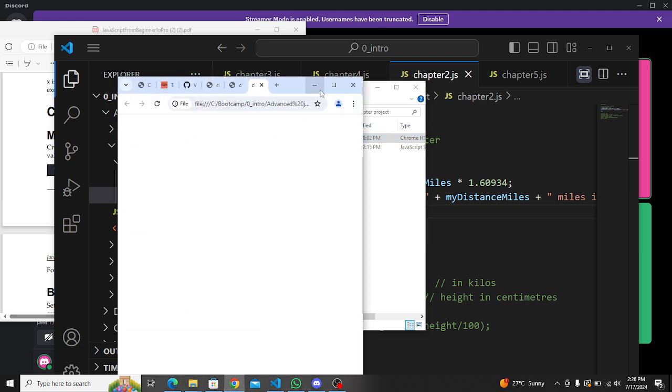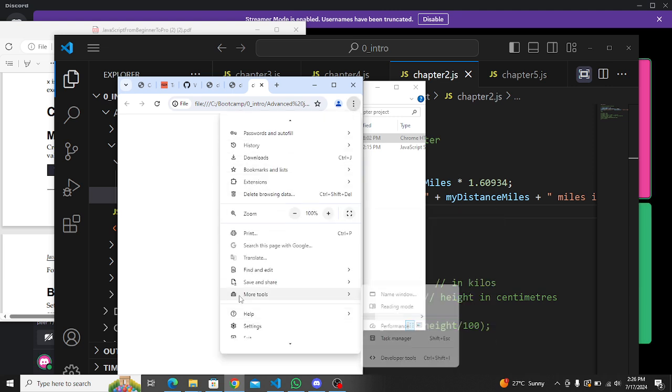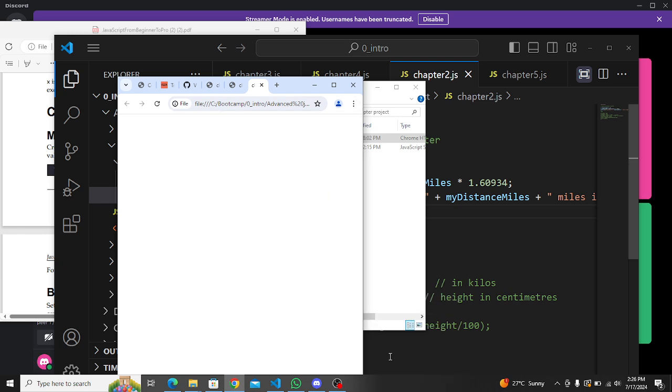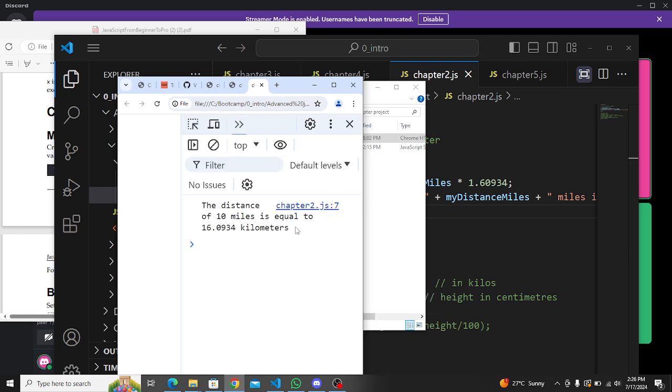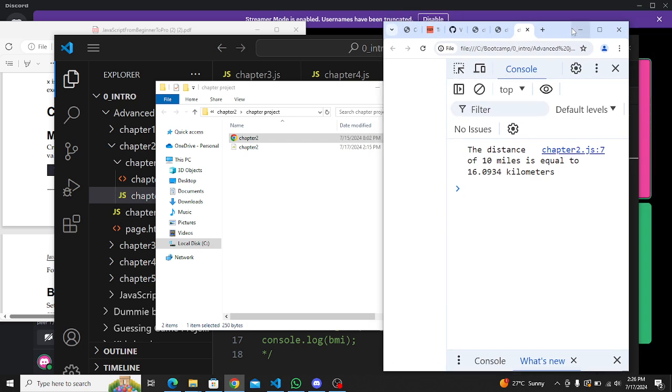So we're just gonna go to our console, go to more tools. There we go. The distance of 10 miles is equal to 16.0934. So in 10 miles, there are 16.0934 kilometers. Okay. Do you understand? Yeah, I understand.